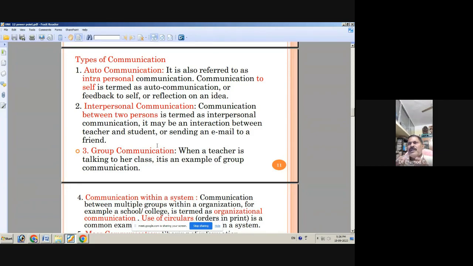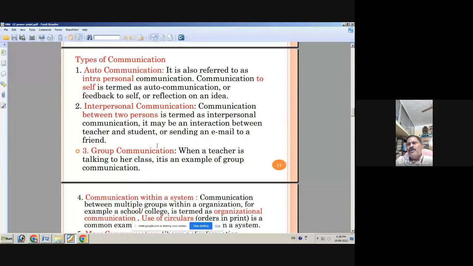Another is interpersonal communication. Interpersonal communication is always between two persons. That is an interpersonal relationship. Suppose a teacher is there and a student is there. When we send a message to a friend and get a reply through email or WhatsApp message, then automatically there will be a relationship. That communication is interpersonal communication between two persons.